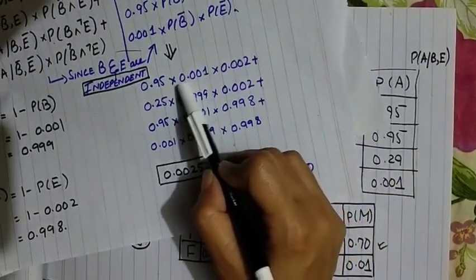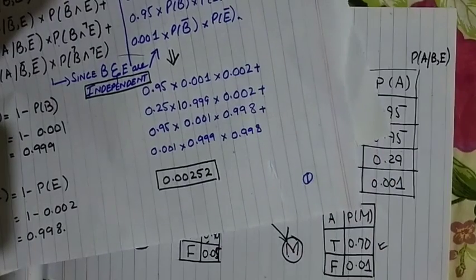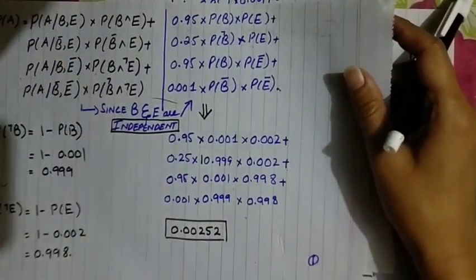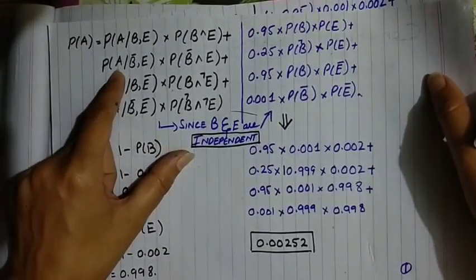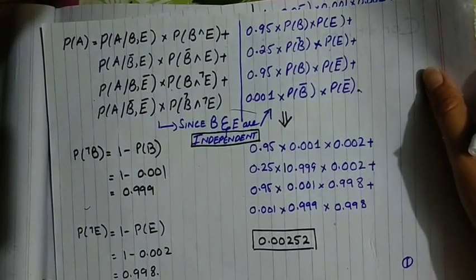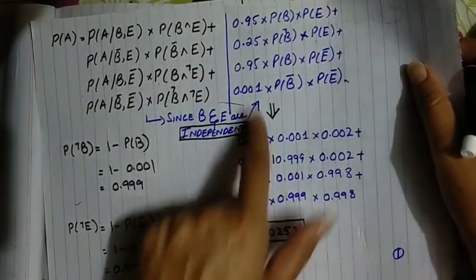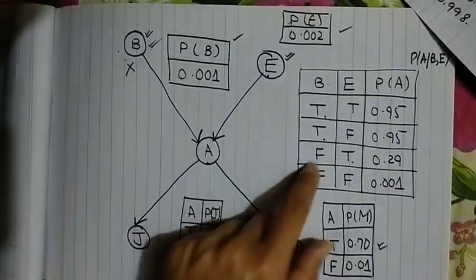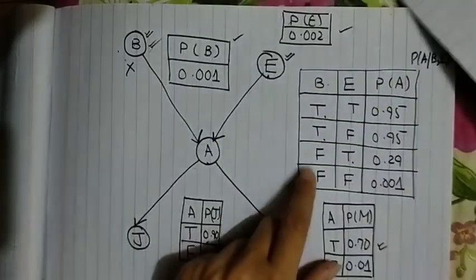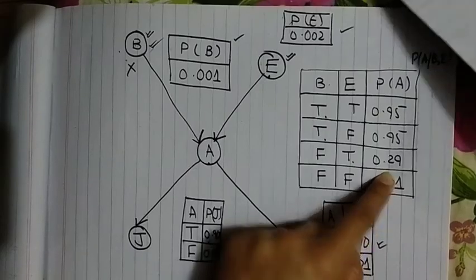So multiplied with the probability of 0.001, and then probability for e is 0.002. Likewise I have to do for all of the others, and then let's just see probability of a given that not b comma e. I will tell you the values directly here. This is for b false and e true, and that is 0.29.